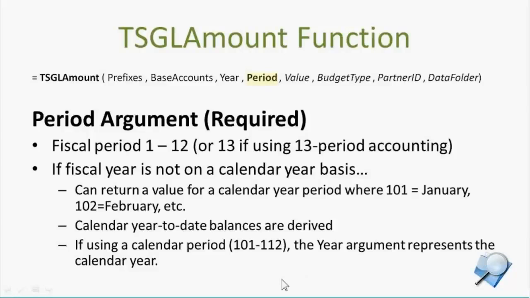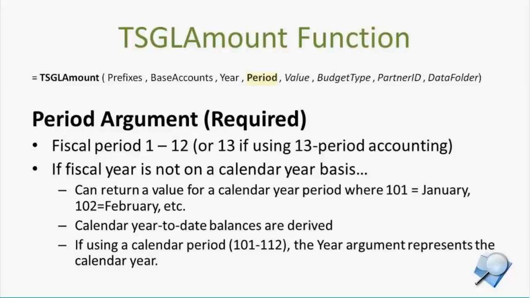Okay, period argument. So as you would expect, period number 1 through 12 corresponds to the 12 periods most companies have, which most companies have calendar month ending dates. There are sometimes companies I know who use 13-period accounting, where they have like a 4-week, 5-week accounting period. This will support that. So if 13-period accounting is being used, you can apply values up to 13 as well, and it'll properly do that.